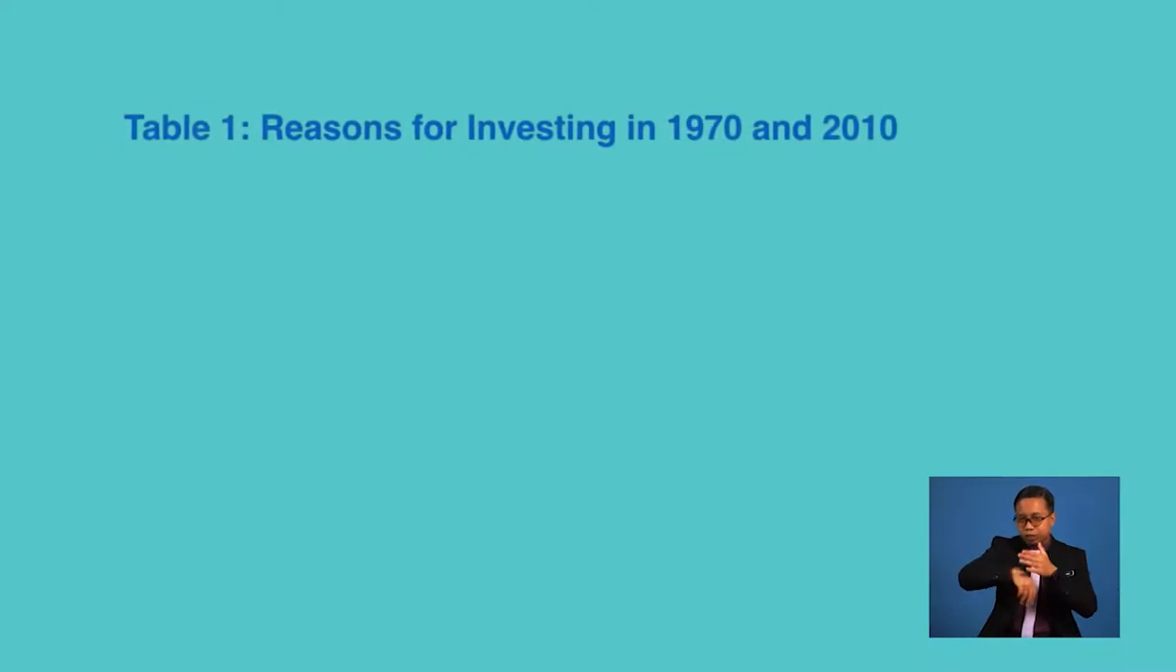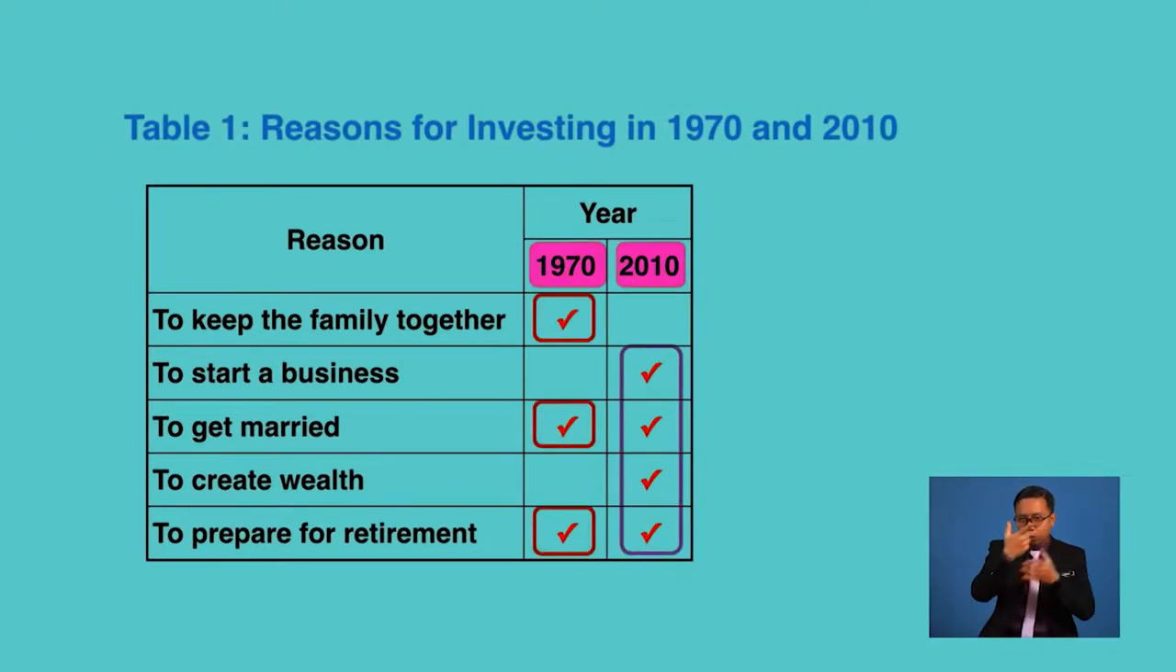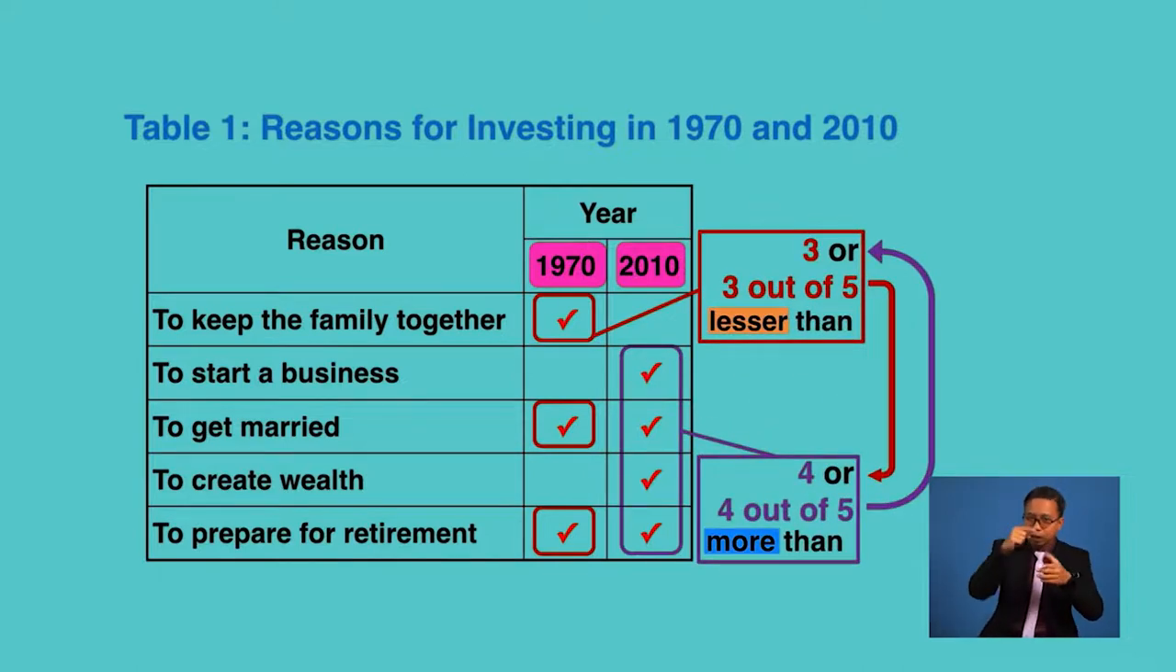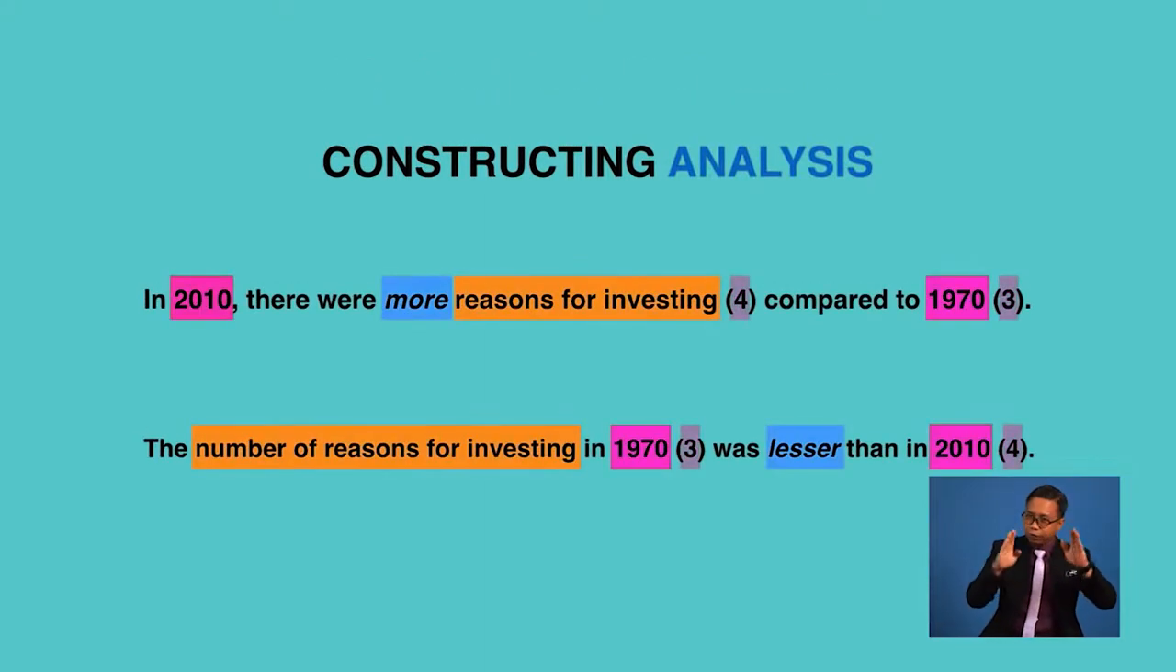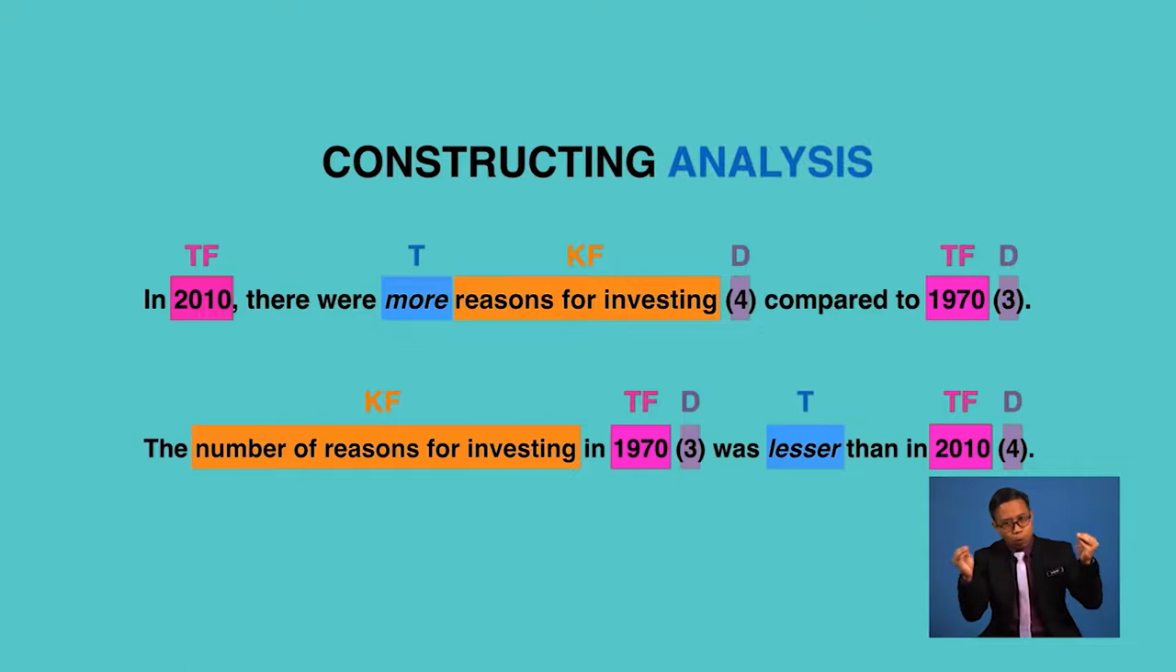Look at the following sets of analysis. Look at the first analysis. In 2010, there were more reasons for investing in bracket 4 compared to 1970 in bracket 3. Second analysis, the number of reasons for investing in 1970 in bracket 3 was lesser than in 2010 in bracket 4. Based on the first analysis, the time frames are 1970 and 2010. The key feature is reasons for investing. The trend word is more, and data 4 and 3 for 2010 and 1970 respectively.